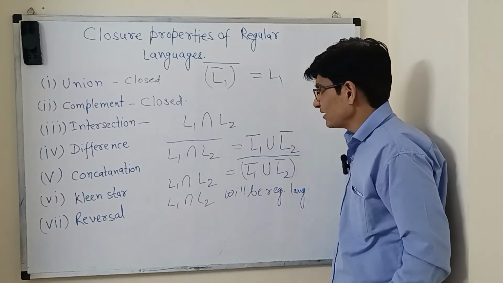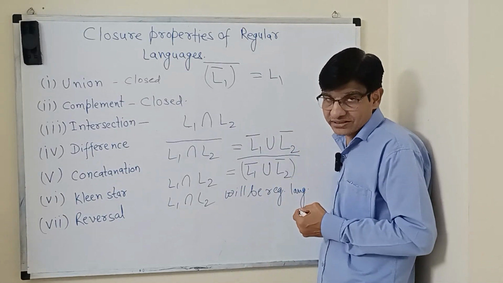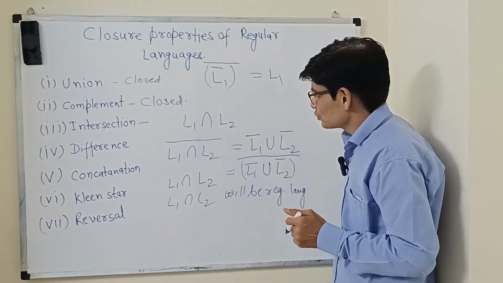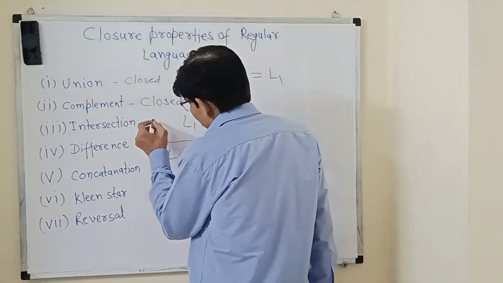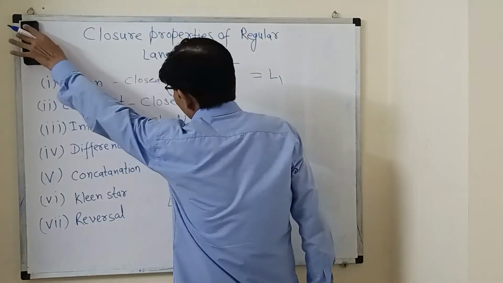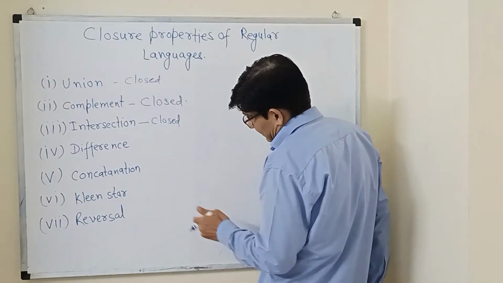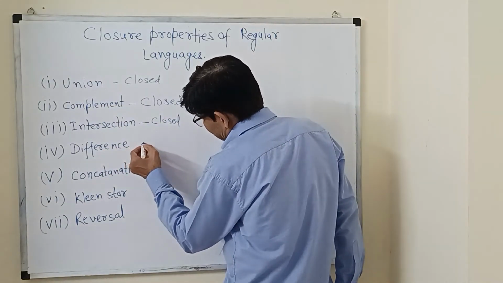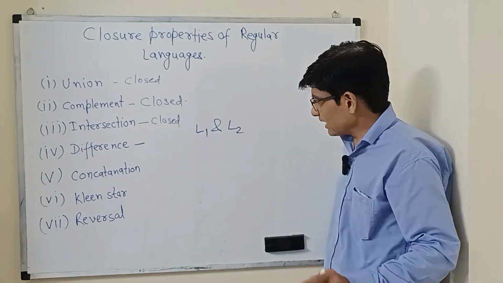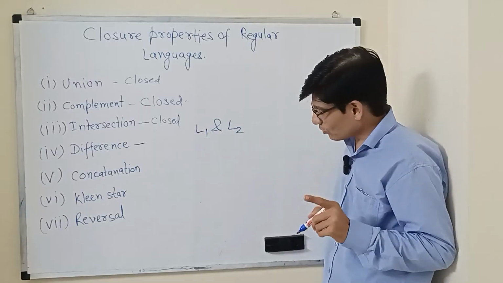So I hope, friend, it is very clear. We have used De Morgan's law to prove this. So I can write here, it is also closed under intersection operation. Now we will take another property, difference. Suppose again L1 and L2 are both regular languages.